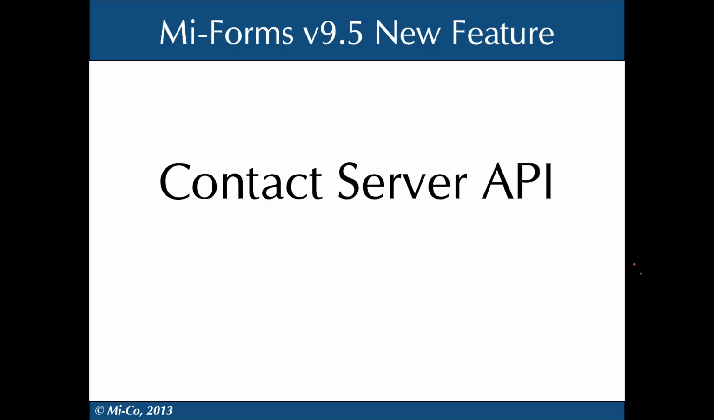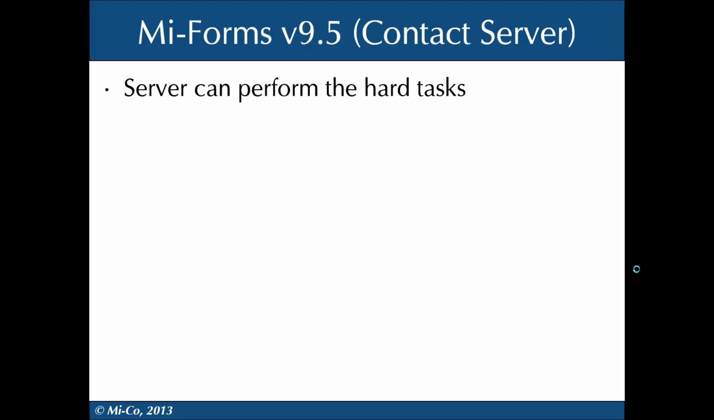So we might use this to ask the server to perform a hard task for us. For instance, the server might have better access to a database or third-party validation rule or some other sort of service that we'd like to contact. We might be able to make that happen in the MyForms client application through the JavaScript API, but in certain cases it's just easier to make that happen on the server. So for that reason, we created this new API that exists both on the JavaScript side and on the .NET side.